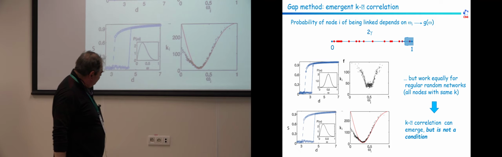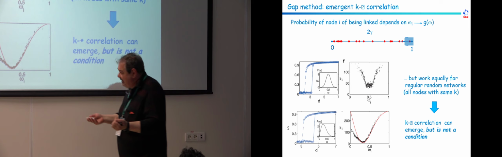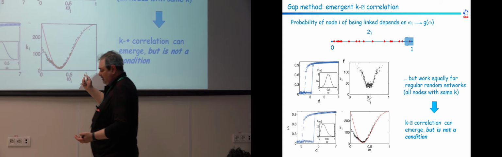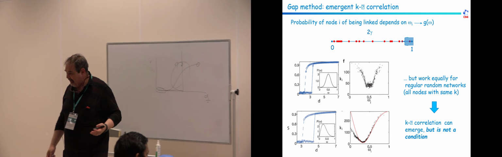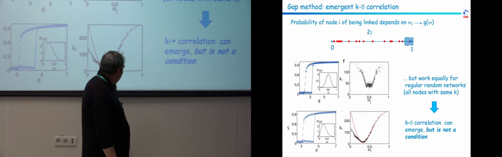So it happens that when you create a first order transition, you have an associated phenomenon of emergent correlation between degree of the node and frequency of the node itself, which is not, however, linear. So basically, it is not a simple correlation.